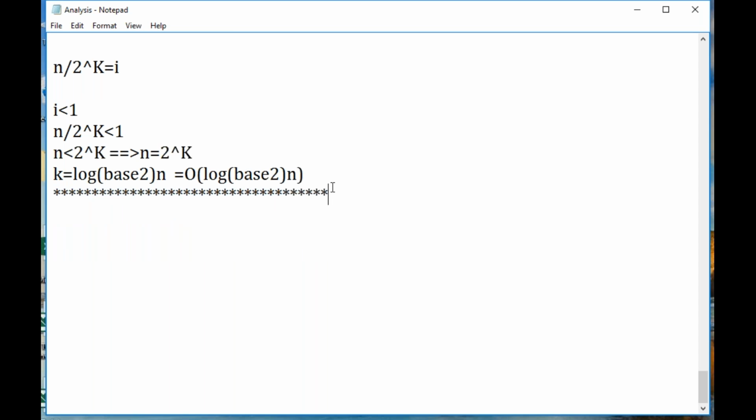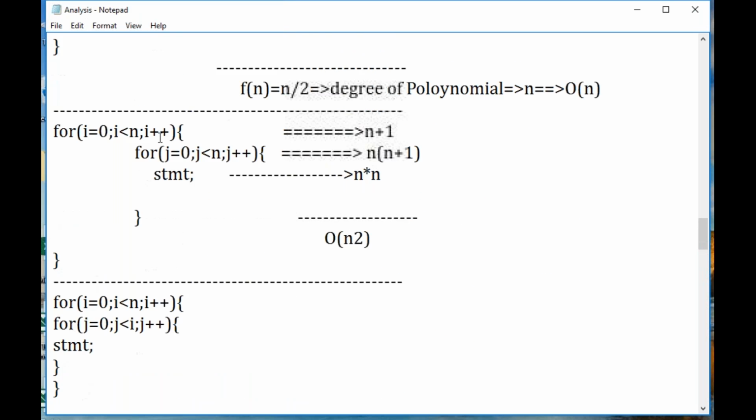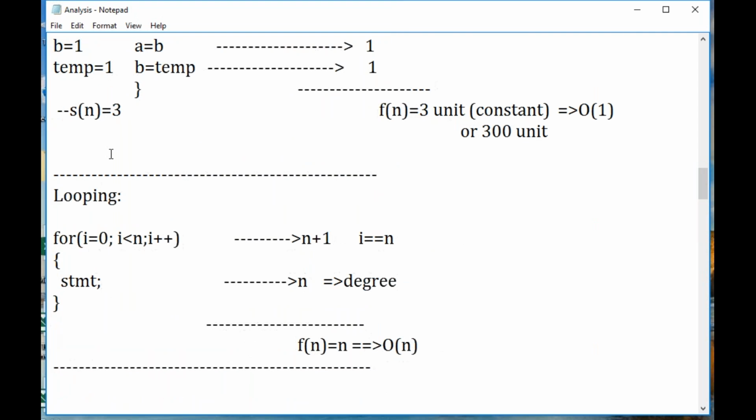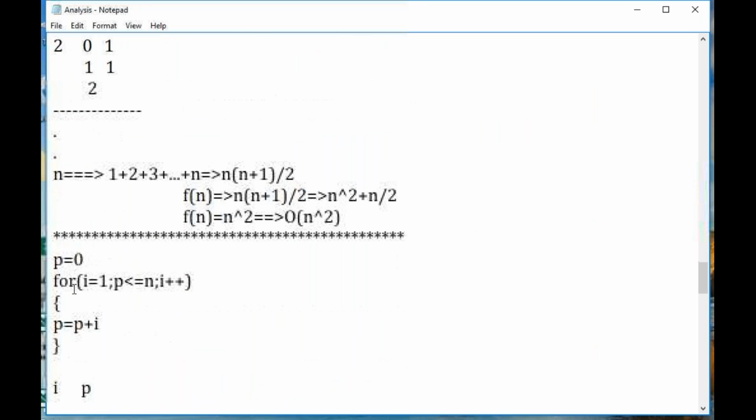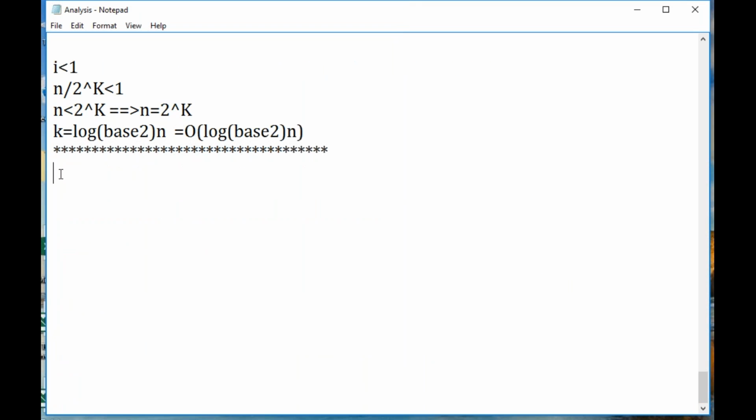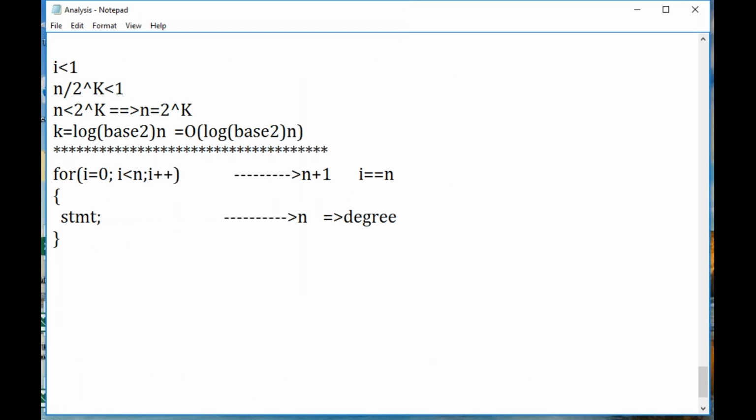So let me give one more simple example, guys. If two for loops are occurring in the same program, for example, let me consider this example which we did. We have two separate for loops like this. In the same program, I'm having two for loops.